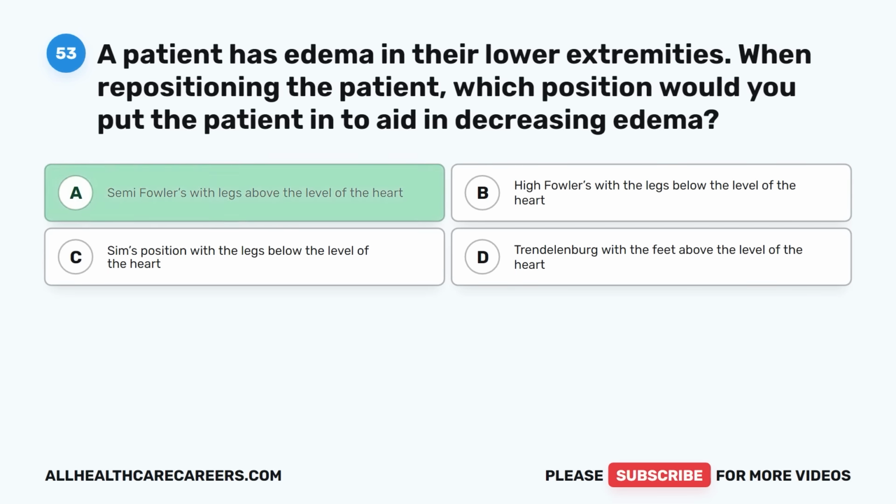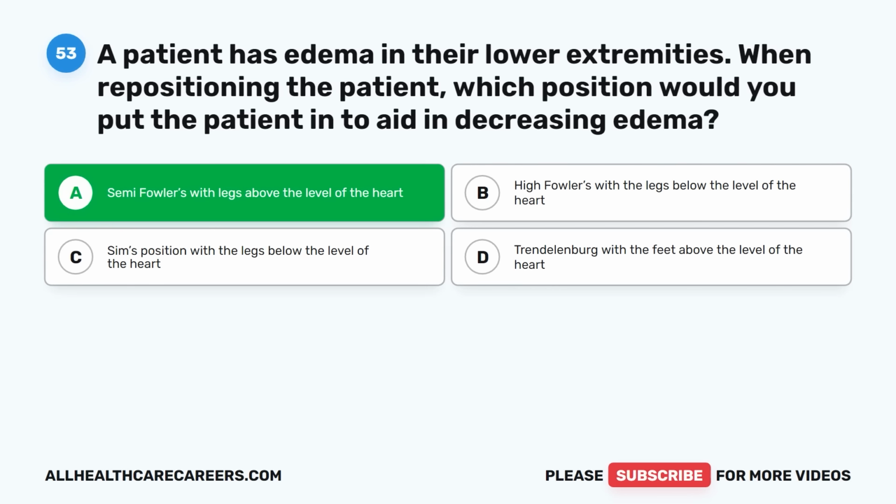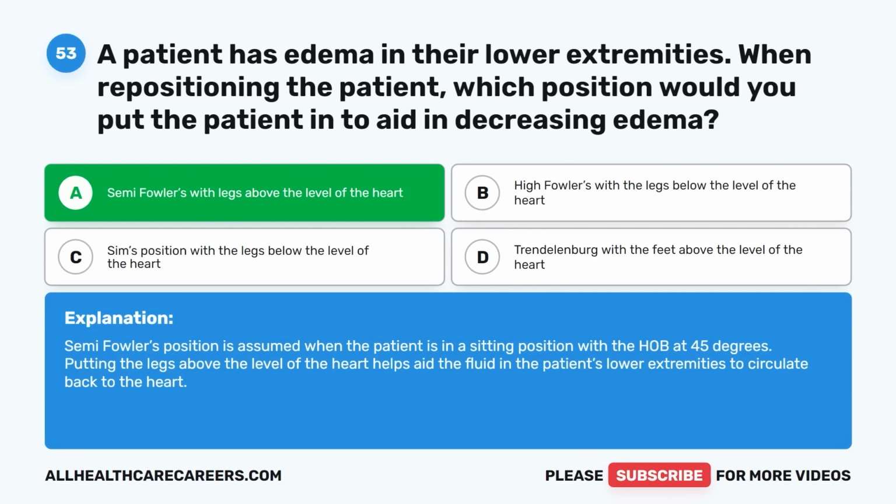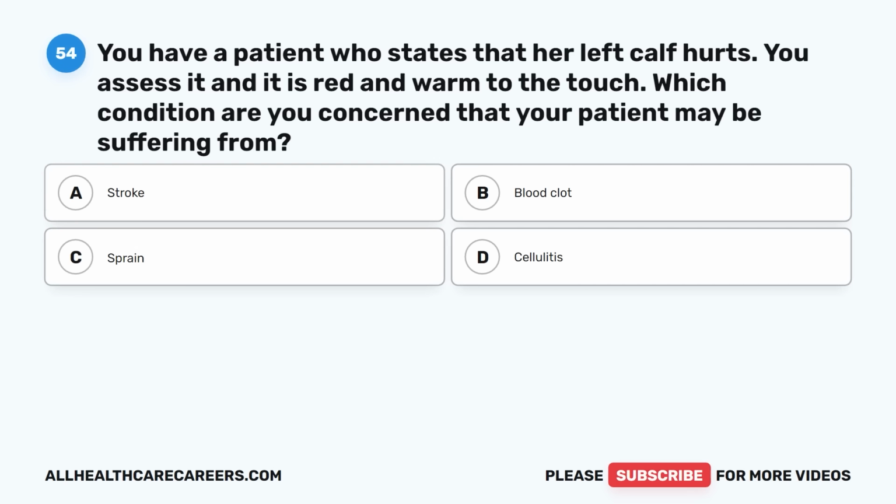The correct answer is A. Semi-Fowler's with legs above the level of the heart. Semi-Fowler's position is assumed when the patient is in a sitting position with the HOB at 45 degrees. Putting the legs above the level of the heart helps aid the fluid in the patient's lower extremities to circulate back to the heart.